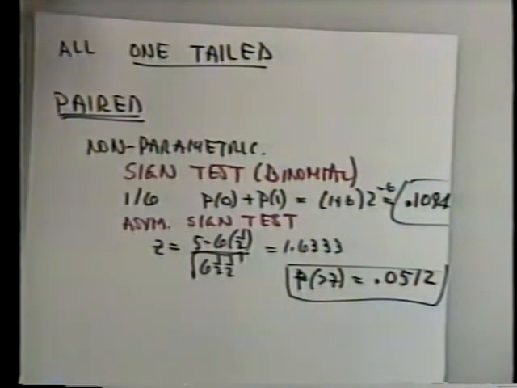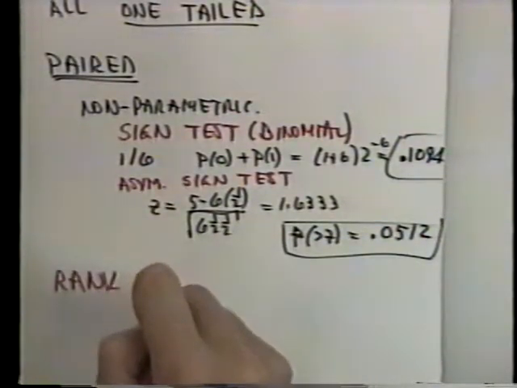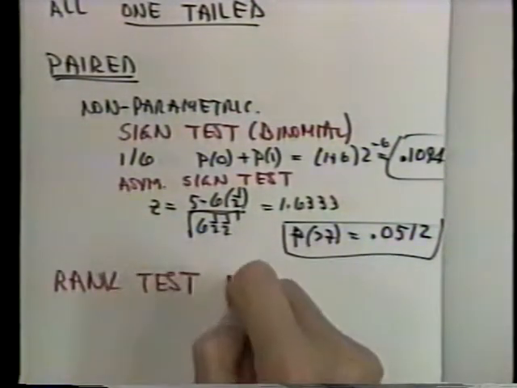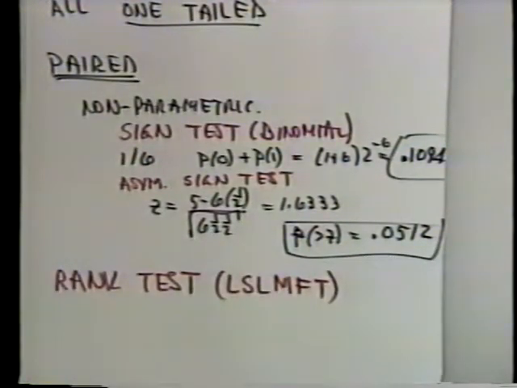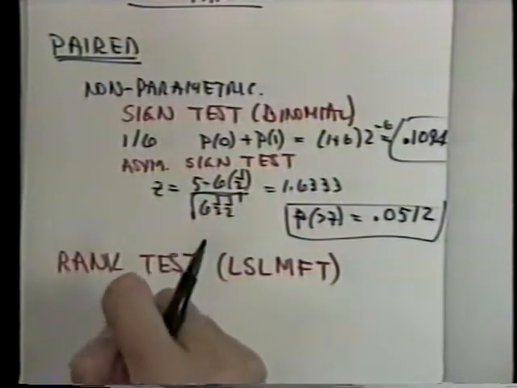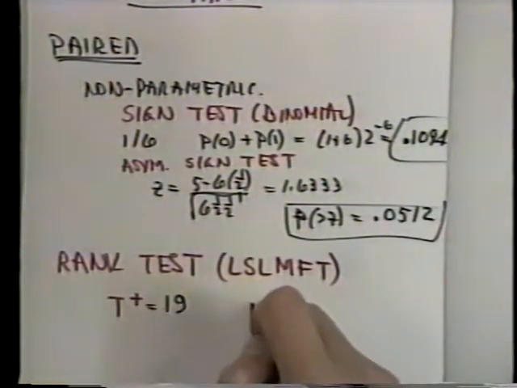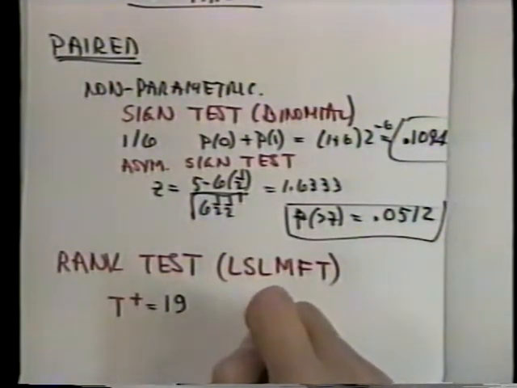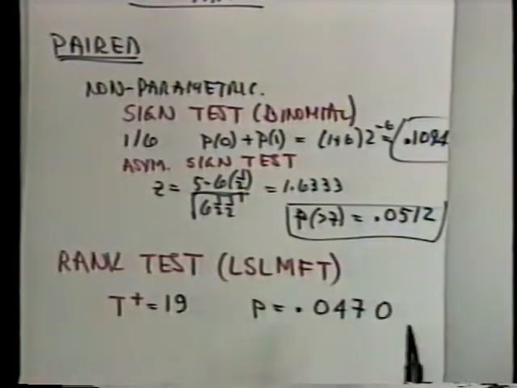Now, let's look at another test. Let's look at the rank sum test. My test. Okay? So now we can do this exactly. Let's do this, the rank sum exactly. So we have the t statistic, and we've already done this, was 19, and we got a p-value of 0.0470.